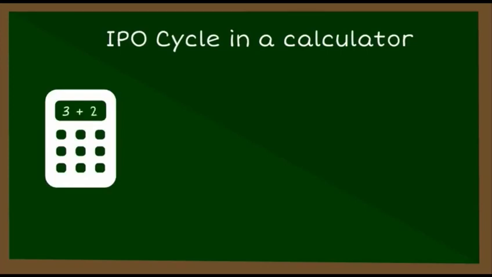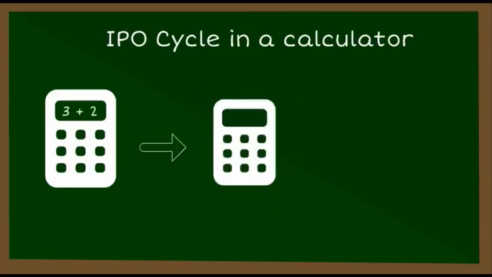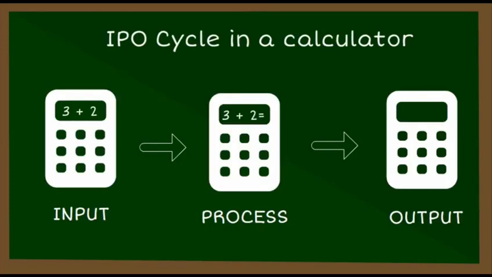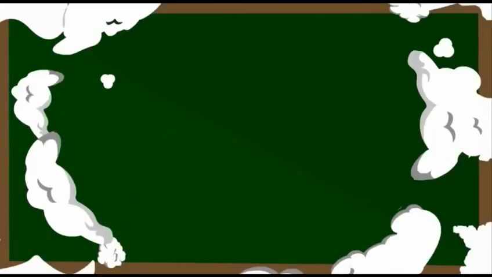Now let's take one more example. IPO cycle in a calculator. For example, if I enter two numbers for addition, 3 plus 2, the calculator processes it and gives us the result, that is 5. So 5 is the output.